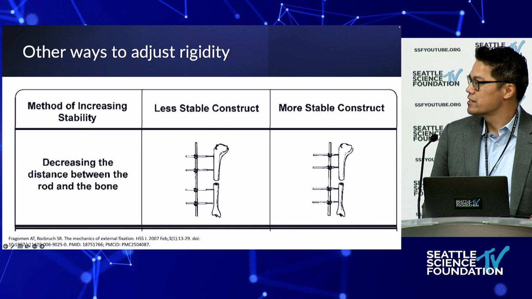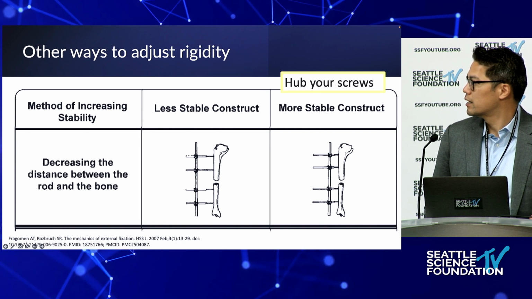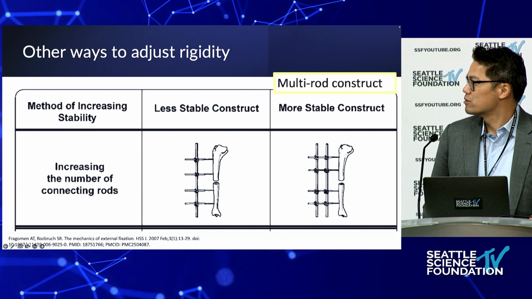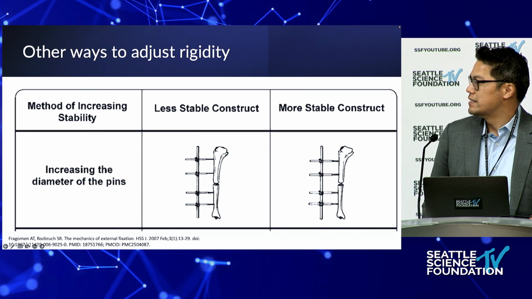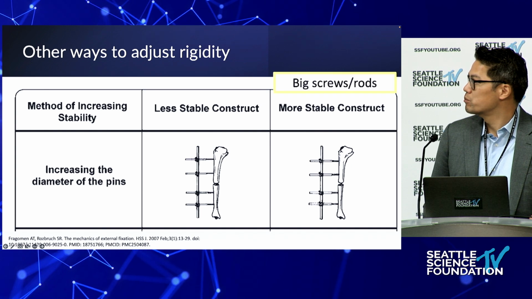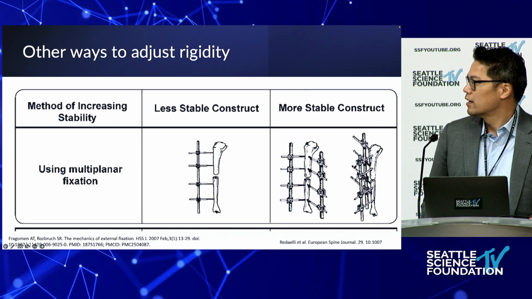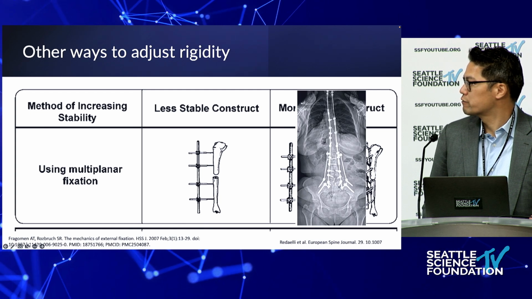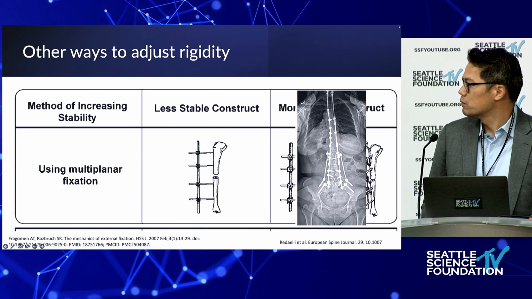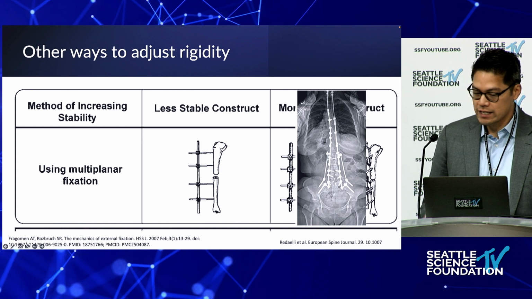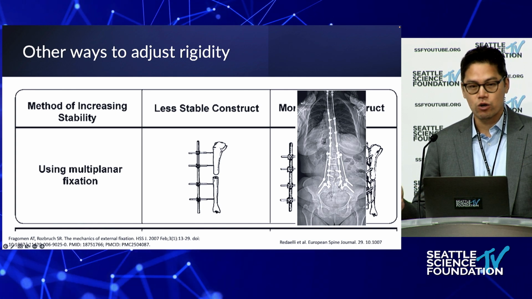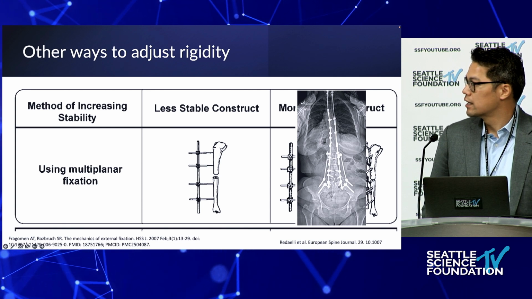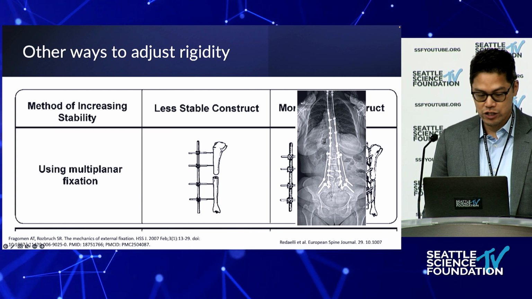Decreasing the distance between the rod and the bone, so hubbing your screws. Increasing the number of connecting rods, so this is your multi-rod construct. Increasing the diameter of the pins, so big screws and big rods. And using multiplanar fixation. This can be applied, for example, if you use different separate pelvic screws, or there's also the technique where you alternate your pedicle screws from medial to lateral, and you can alternate the rod from those different screw trajectories.